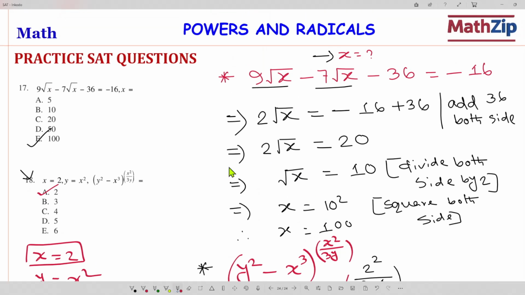Okay, so two very important maths questions we tried to solve.